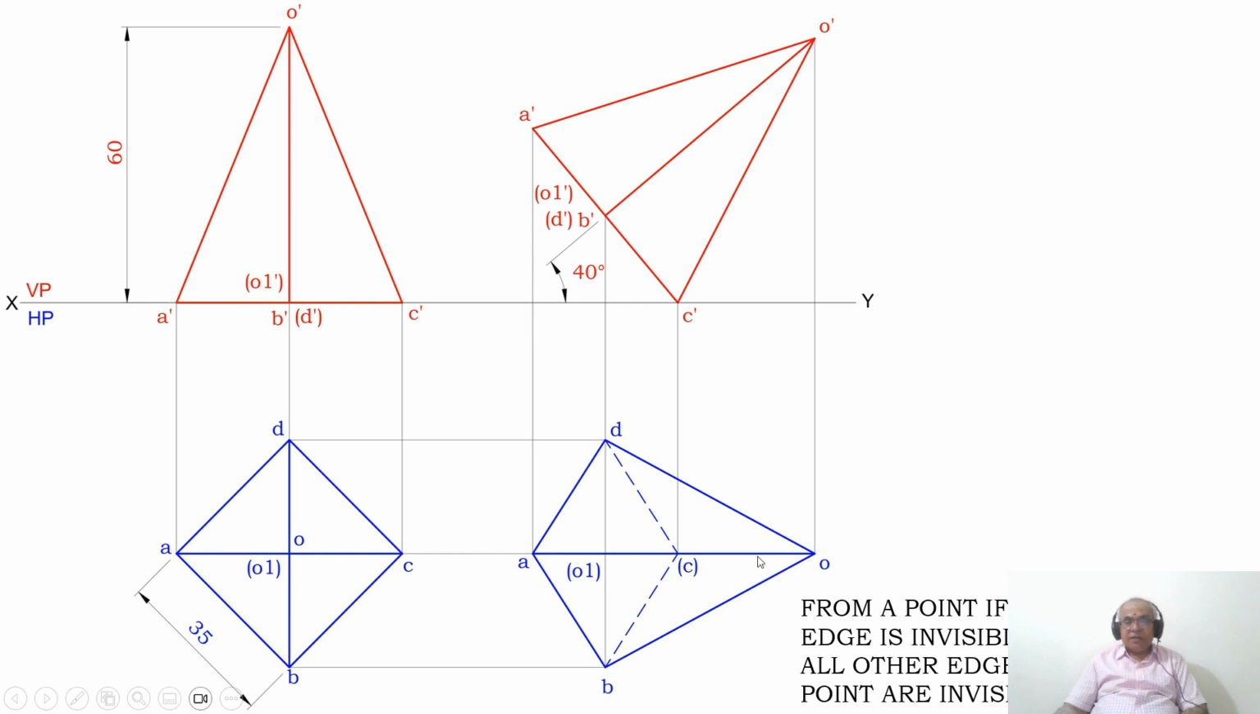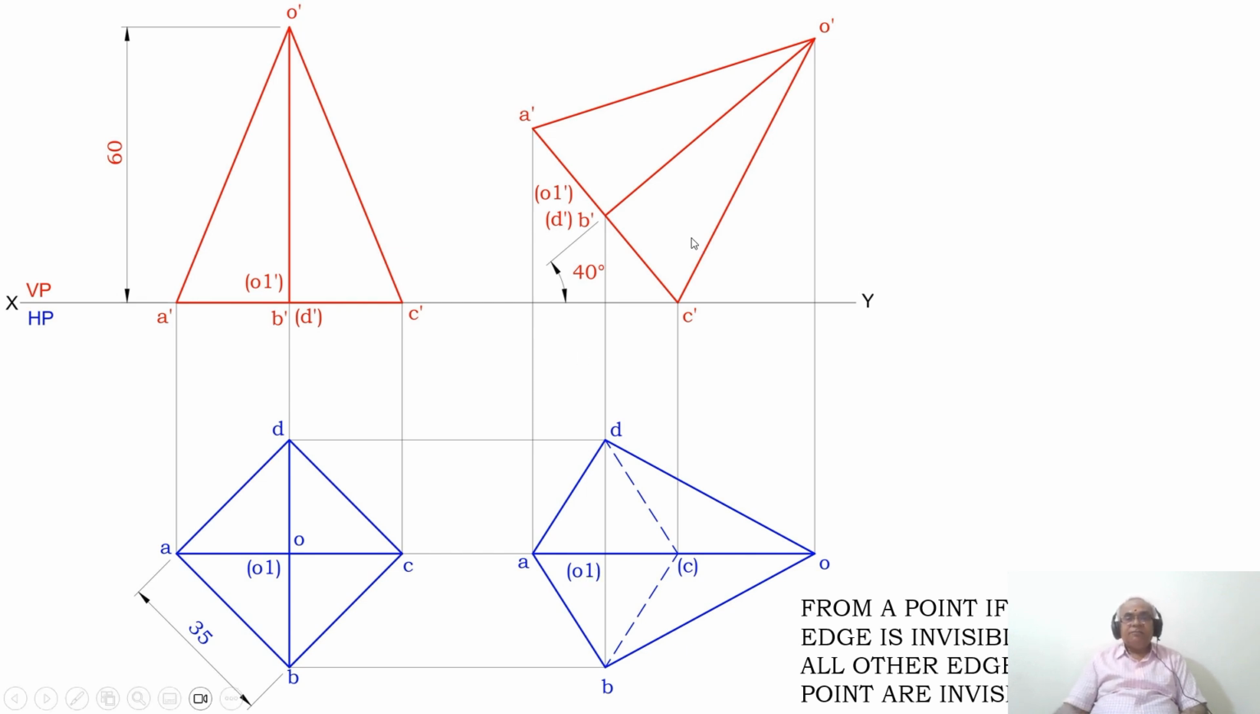And what happens to the edge CO? The edge CO is also invisible, but that CO is hidden by the edge AO. That edge AO is hiding that CO. Therefore, priority should be given to the visible edge, so we have darkened AO. And since one portion of the square ABCD is invisible, therefore O1 will become invisible. So keep this O1 in bracket.